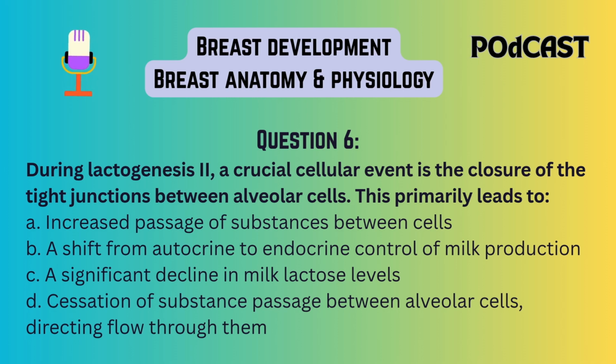Sealing those gaps, the tight junctions, stops the leaky paracellular pathway and ensures milk components are synthesized and secreted through the cells. This leads to a rise in lactose, opposite of C. Control shifts from endocrine to autocrine, opposite of B. Passage decreases between cells, opposite of A.